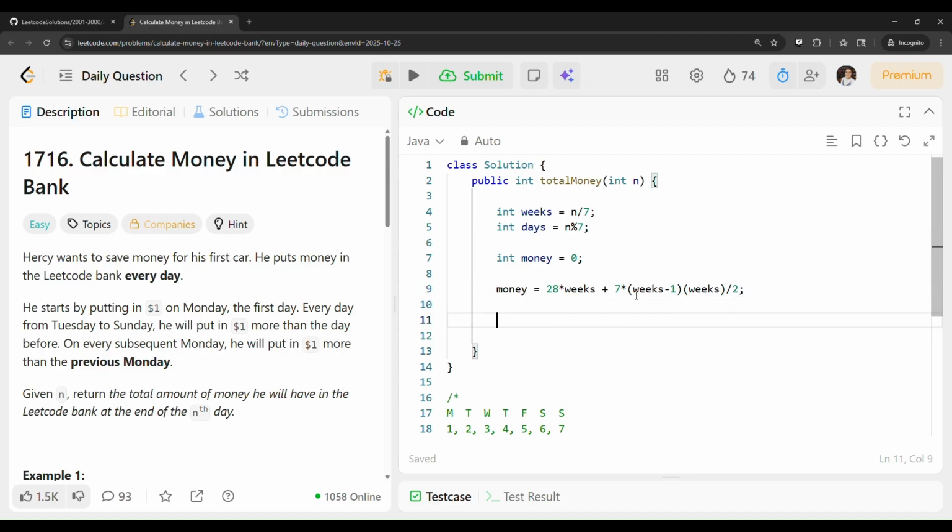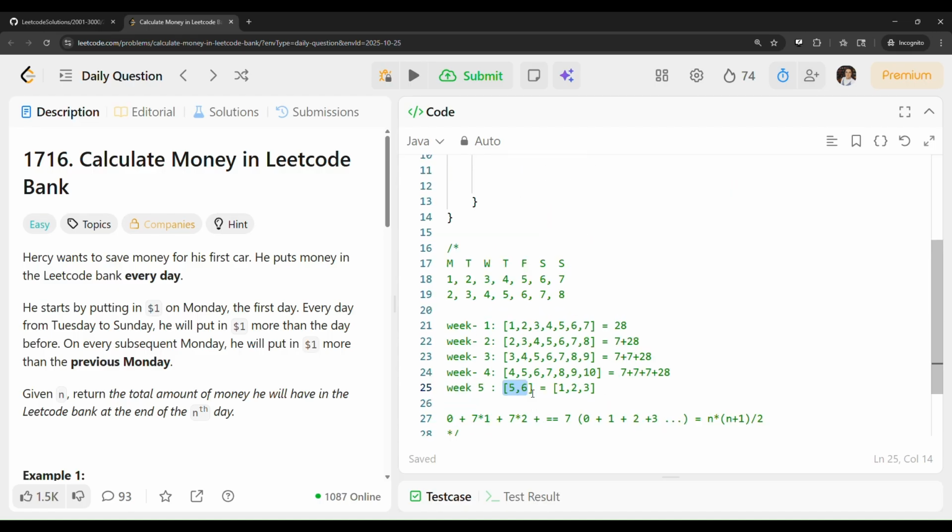Now let's talk about the total money on the days that are left. Let's say we are in the 5th week, so we start getting money like 5, 6, 7, 8, something like this. If we remove the number of weeks that have already passed, we get a different series. Each day contributes some money, and the difference also contributes some money. From week 1 to 5, the difference is going to be 4. So we take the difference multiplied by the number of days that have passed. If 4 days have passed, we multiply by 4. If 5 days have passed, we multiply by 5.